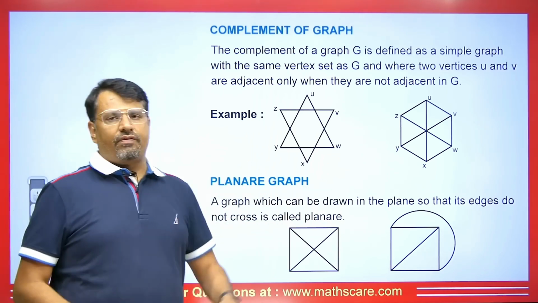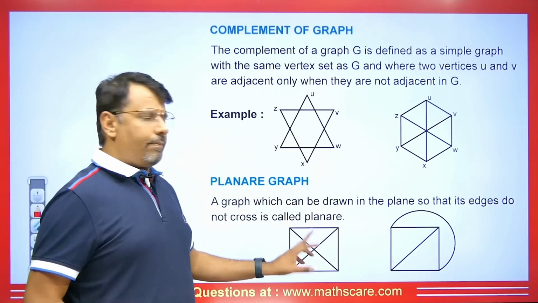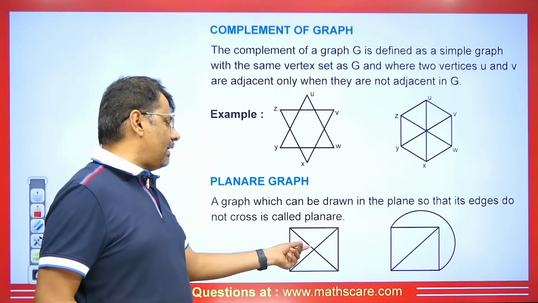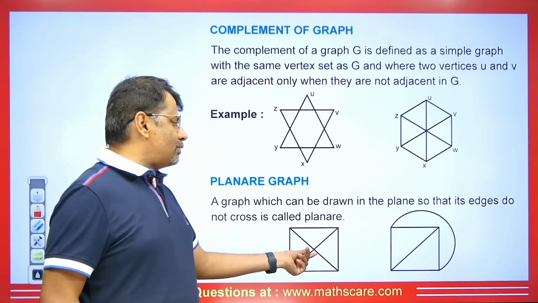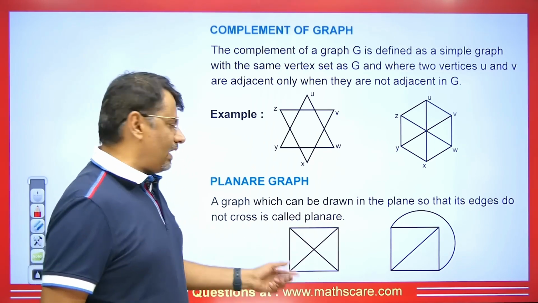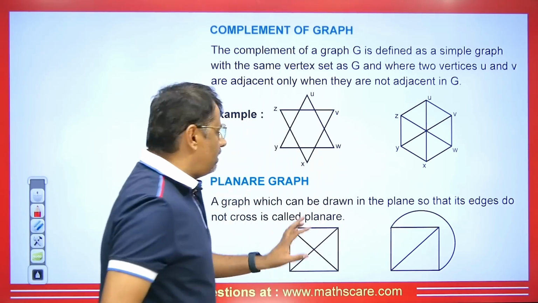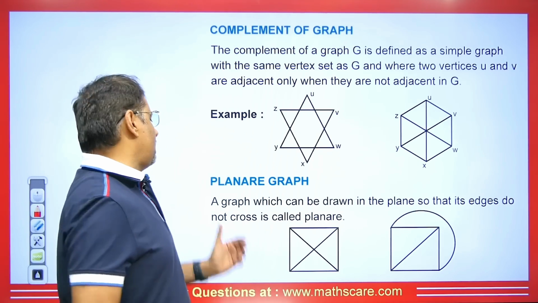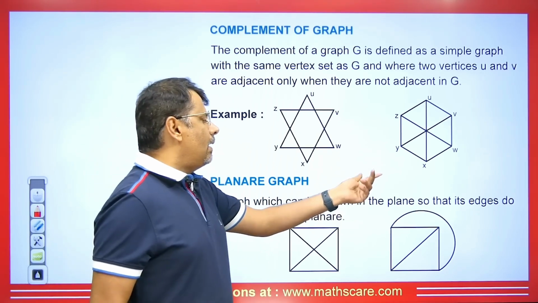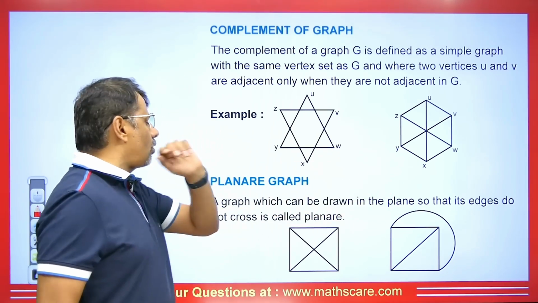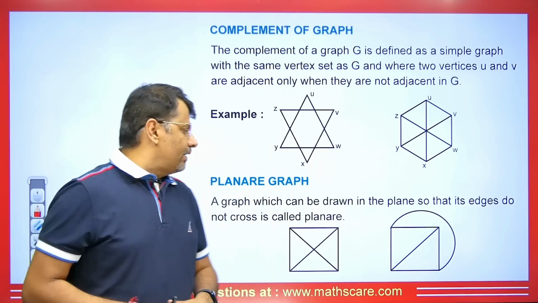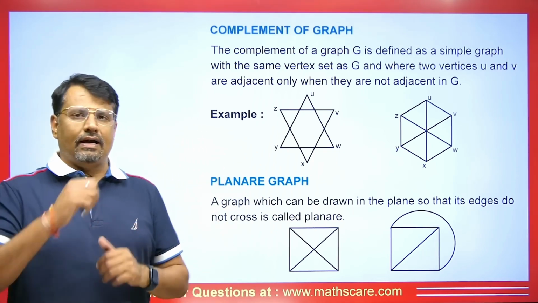Now what is a planar graph? For example, if there is any graph where the edges are cutting each other, then remove its edge. That means it should not cut, right? So if we take this edge and move it like this, then it will be a planar graph. A graph which can be drawn in the plane so that its edges do not cross is called a planar graph, right? Okay, let's move ahead.